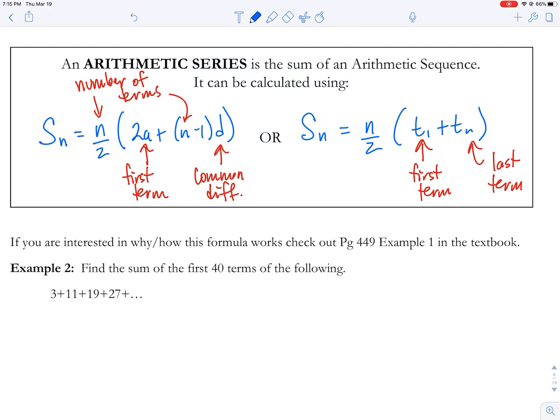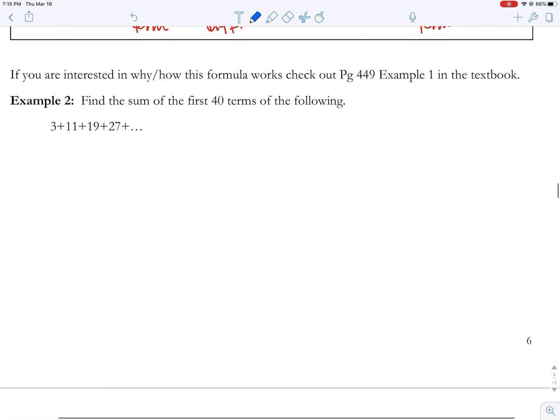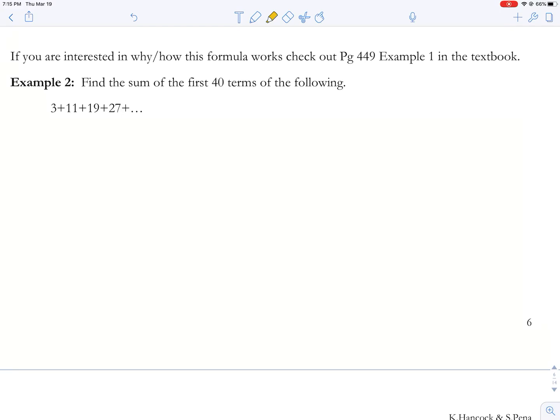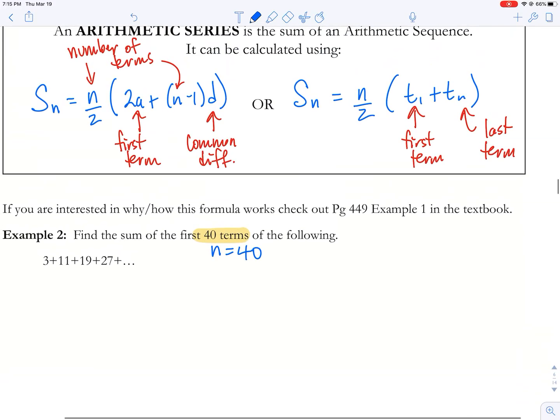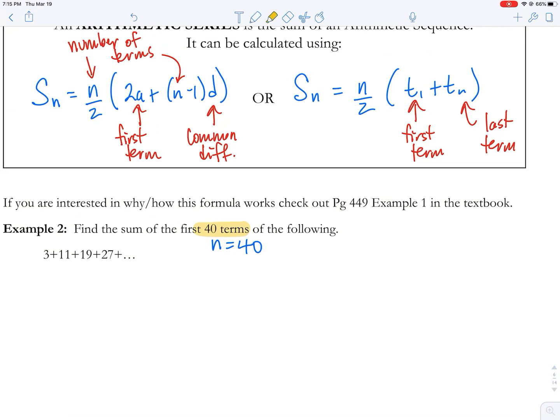Example 2 says, find the sum of the first 40 terms of the following. So right away, they've told us that we're going to have n equal to 40. So that doesn't tell us if we're going to use the first equation or second equation. They've also told us our first term, or our a, is equal to 3. Maybe it's our t1. We're not sure. We're going to check and see, does it give us our last term? No. So we can't use the shorter equation.